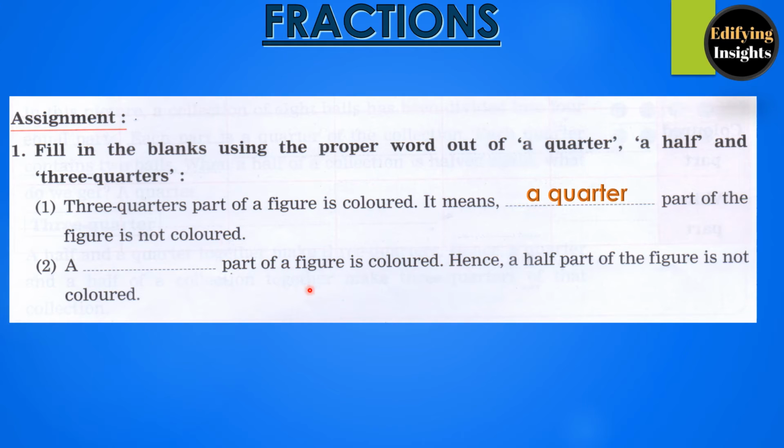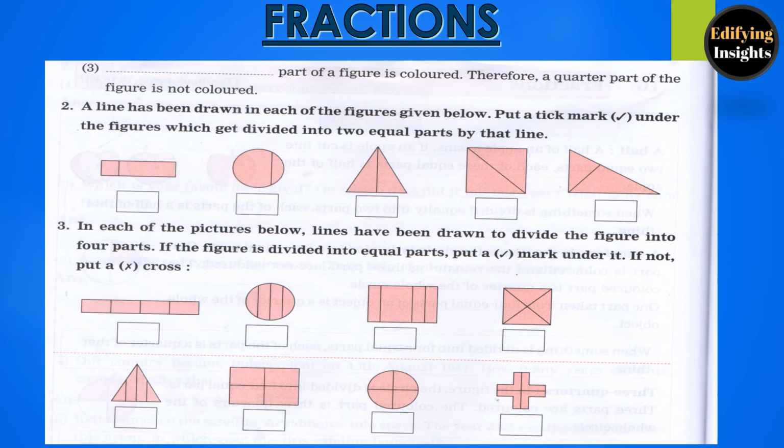A dash part of a figure is colored. Hence, a half part of the figure is not colored. Now here we have a whole, and in that whole one part of the figure is colored and a half part of the figure is not colored. So the colored part also will be a half.